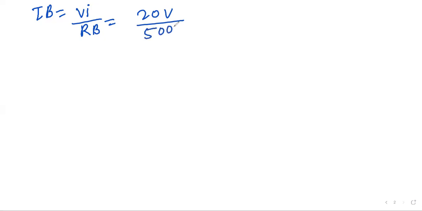Now see the remaining part of this question. The next part is you have to find the IB value. So IB is given by the input voltage divided by the resistance of the base. So it is 20 volt given, and RB is 500 kilo ohm, right? So its value is coming out to be 40 microampere. That is the current through the base.